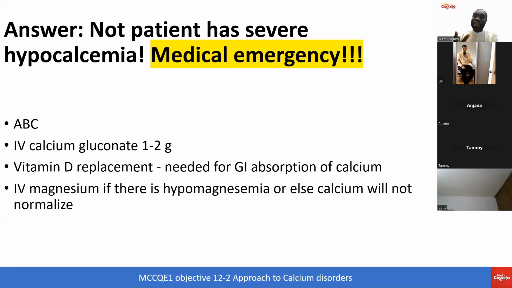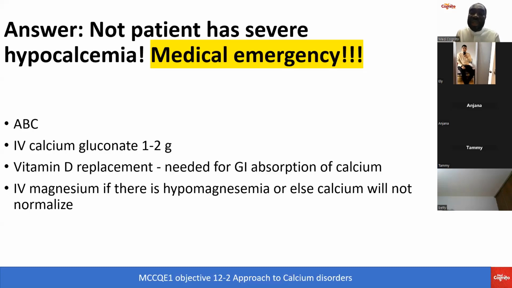Then after your IV calcium gluconate, you've got to give other things like vitamin D replacement. Because maybe after you've given your IV calcium gluconate, you may want to discharge the patient home on oral calcium. And if you are discharging the patient home on oral calcium, then you want to give vitamin D replacement as well, so that it can help with the absorption of oral calcium.